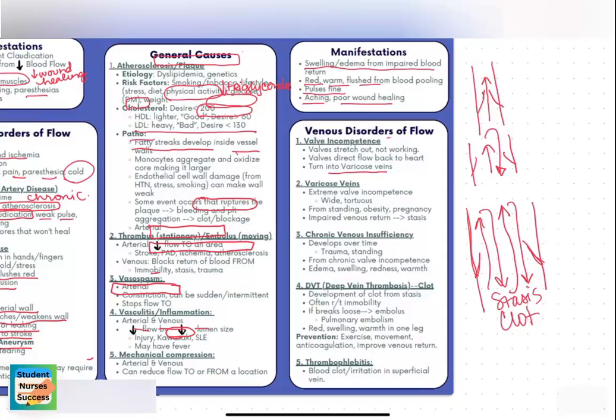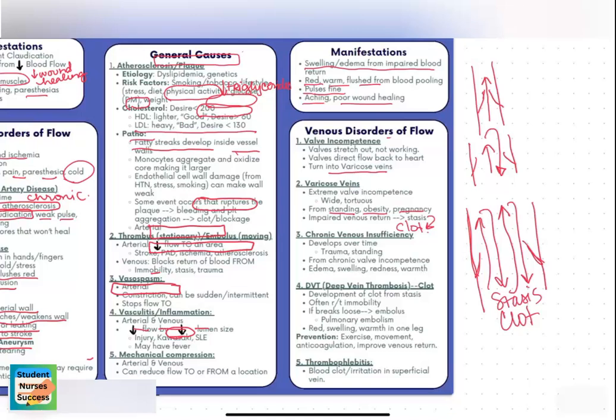We see individuals who have occupations where they stand a lot, maybe nurses, because we're on our feet so much. Maybe if you have increased weight, that can stretch those veins out and make those valves incompetent, even pregnancy. Over time, that impaired venous return can lead to stasis, and stasis will eventually lead to clots that develop. If that clot breaks loose, it'll be an embolus and it will lodge in your pulmonary system because that's how blood returns back to the heart.